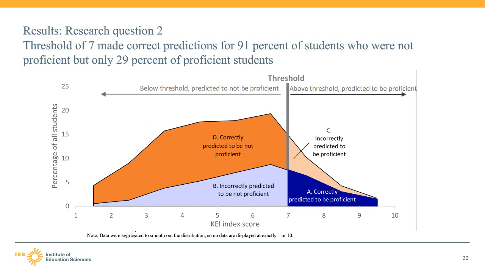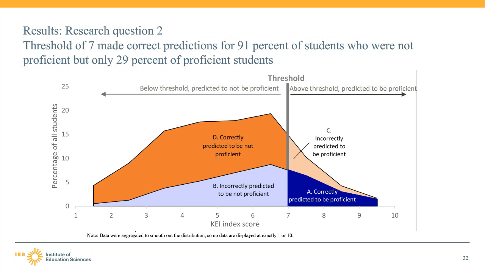It might be important to correctly identify not proficient students to help ensure that they receive the needed support. So we also looked at what threshold would correctly identify at least 90% of not proficient students, which is a criteria that's suggested by prior research.